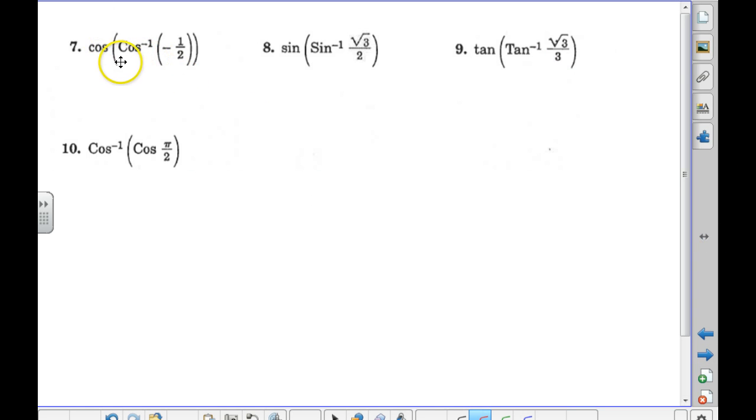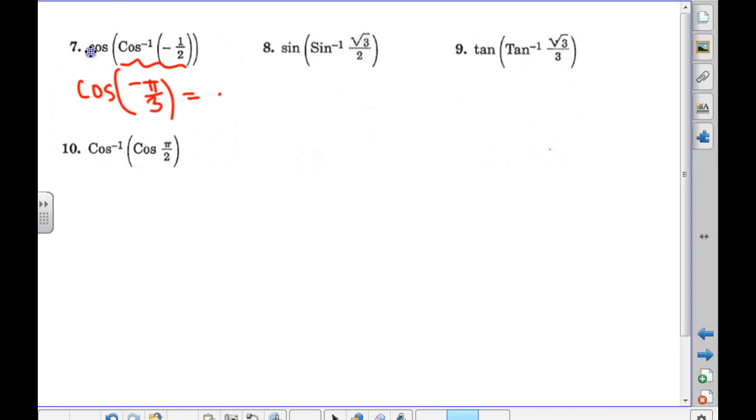You work your way inside out, just like function notation. Where is the cosine negative 1/2? Negative pi over 3. And then what is it asking? Cosine of that. What is the cosine at negative pi over 3? Oh, I don't know. Is that right? That's not right. For cosine, you're in the wrong quadrant.